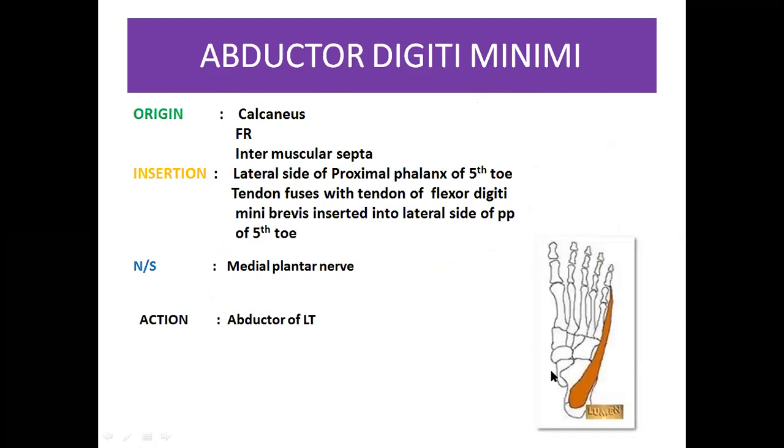Now we have abductor digiti minimi, which is seen towards the little toe. It comes from the calcaneus and also the flexor retinaculum and intermuscular septa. It is inserted on the lateral side of the proximal phalanx of the fifth toe. This fuses with the tendon of flexor digiti minimi brevis. Supplied by the medial plantar nerve, and it is an abductor of the lateral toe, like the little toe.